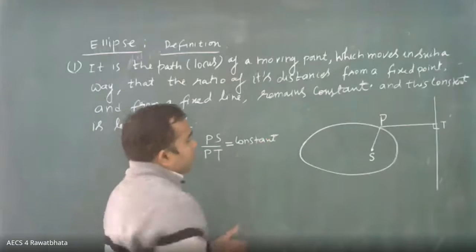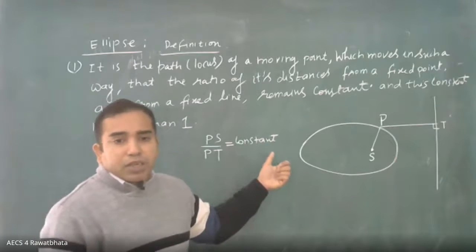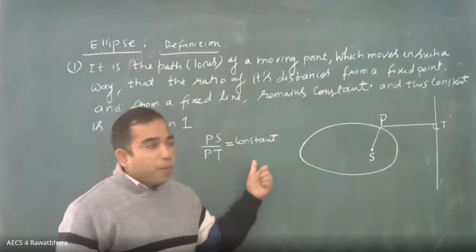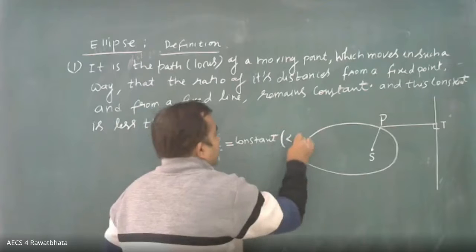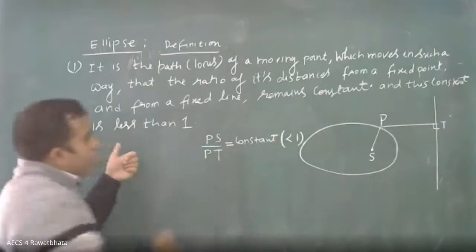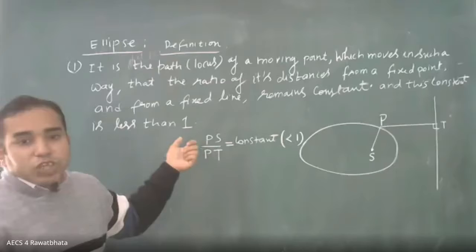This has come from the general definition of conic section. In any conic section, this will happen. But for ellipse, this constant is less than 1. So this thing we have attached extra, and it has become the definition of ellipse.